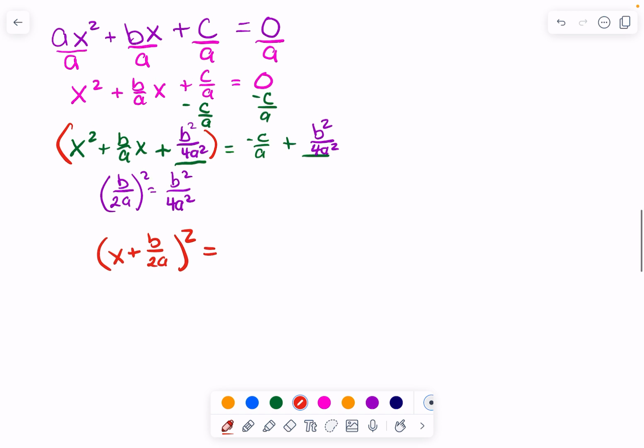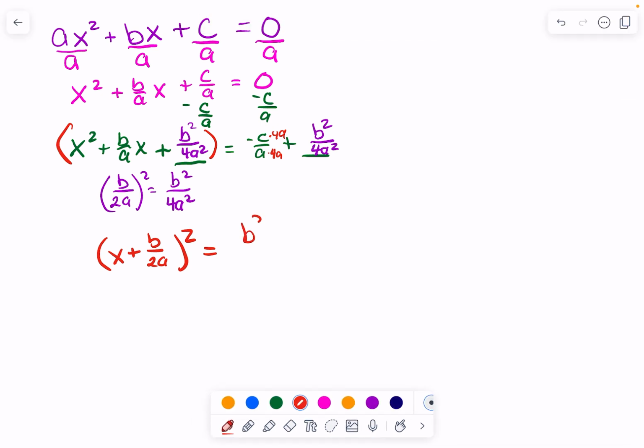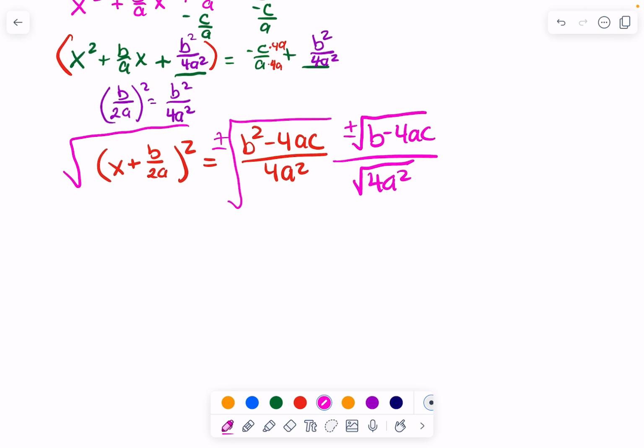On the other side, we have to create a common denominator by multiplying by 4a. So we will get b squared on the top, minus 4 times a times c, all over the same denominator, which is 4a squared. Now we have our perfect square, so we take the square root, plus or minus. When we take the square root of a fraction, we take the square root of the top and the square root of the bottom. Nice for us, the bottom is just going to be 2a.